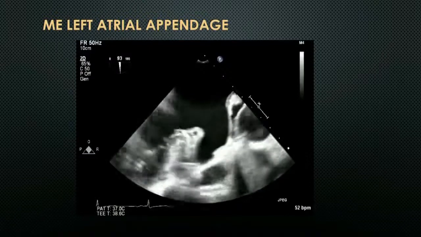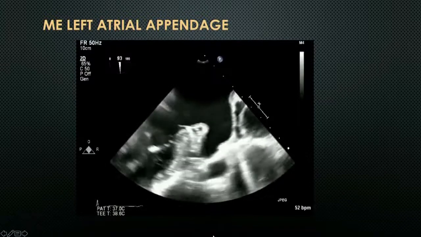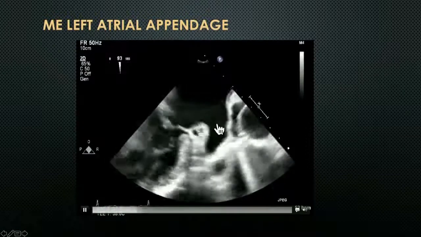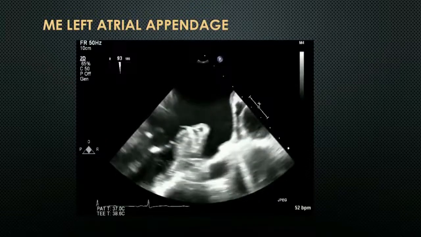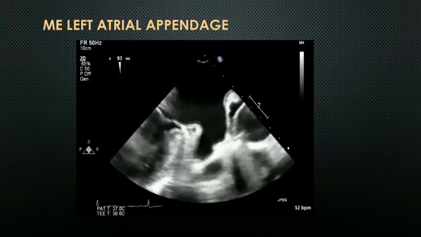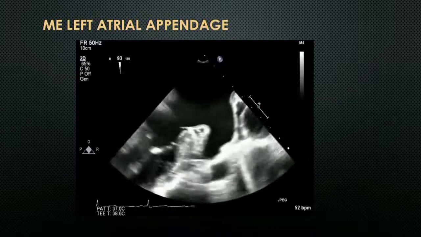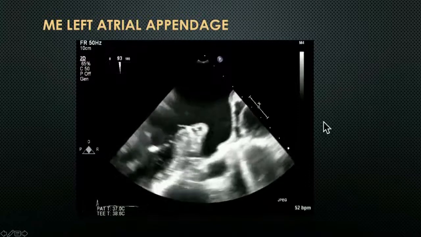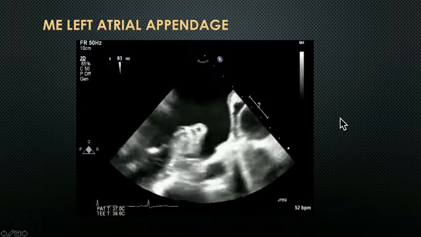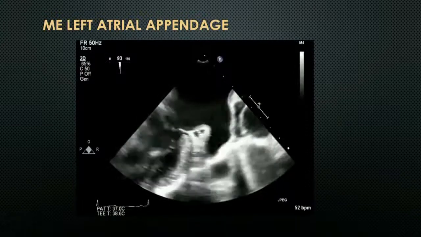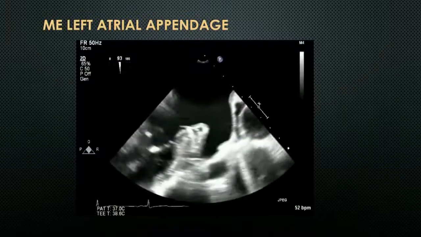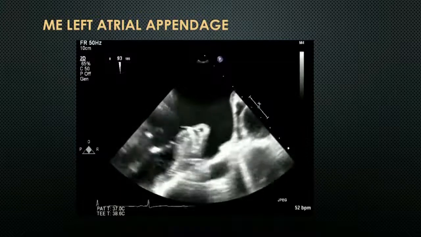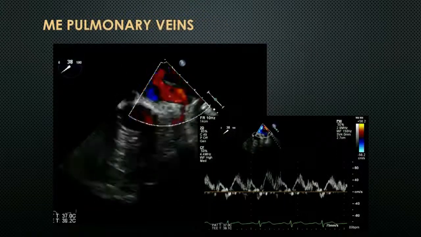As I've mentioned, the TEE is very important in the assessment of the left atrial appendage. The left atrial appendage is seen here in the 90-degree view, but we can visualize it in multiple views, obviously. This is very important in ruling out a cardiac source of embolus, as well as evaluating for cardioversion or other electrophysiologic procedures. Here we have no evidence of thrombus present.